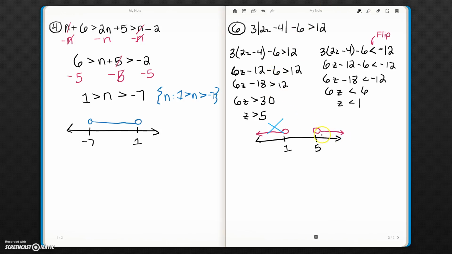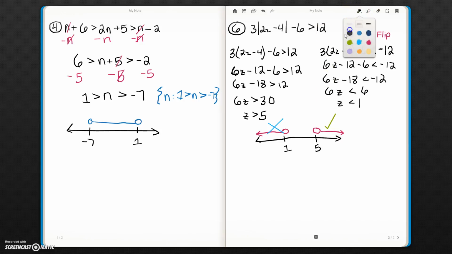All right, for this region we choose something like 6. So 6 times 2 is 12. 12 minus 4 is 8. Sorry, the absolute value of 8 is 8. 8 times 3 is 24. 24 minus 6 is 18. 18 is greater than 12. So in this case, this region is the one that works.